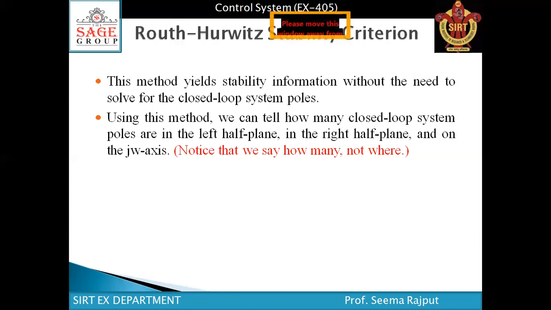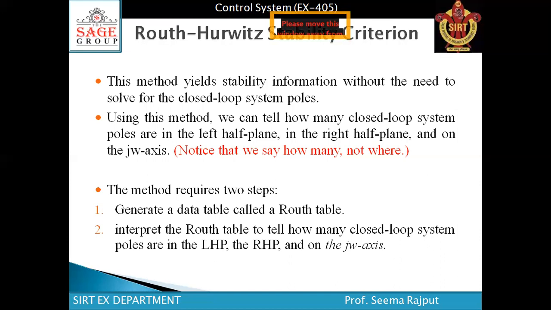One important thing to notice is that we say how many, not where. In the Routh-Hurwitz stability criteria, we find how many poles lie in the right half, left half, or on the j omega axis, but we can't find where they are situated. This method requires two steps: generate a data table called the Routh table, and interpret the Routh table to tell how many closed loop system poles are in the left half plane, right half plane, or on the j omega axis.